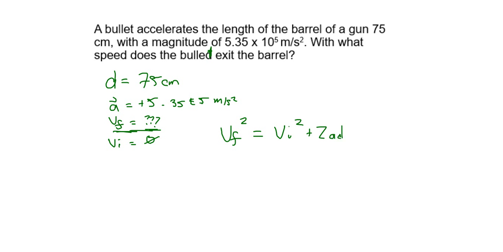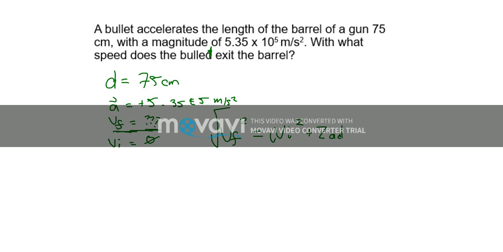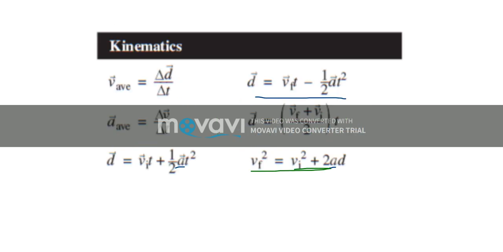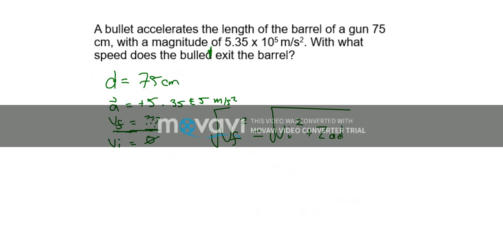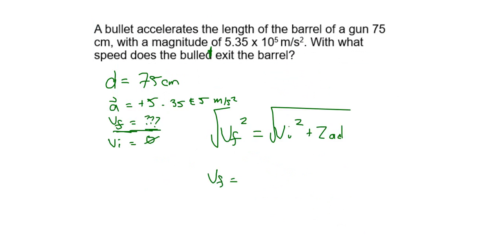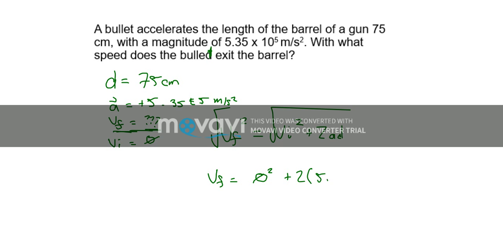And as I look at this here, to get Vf by itself, all we had to do is square root both sides. Let's just make sure that formula was right. Yep, Vf squared is Vi squared plus 2AD, so all we had to do is square root both sides. That was silly. Okay, so here's our formula. Vf will be equal to the square root of our initial velocity squared, well, that's 0 squared, plus 2 times my acceleration. This time it's positive though, right? So 5.35 times 10 to the 5.